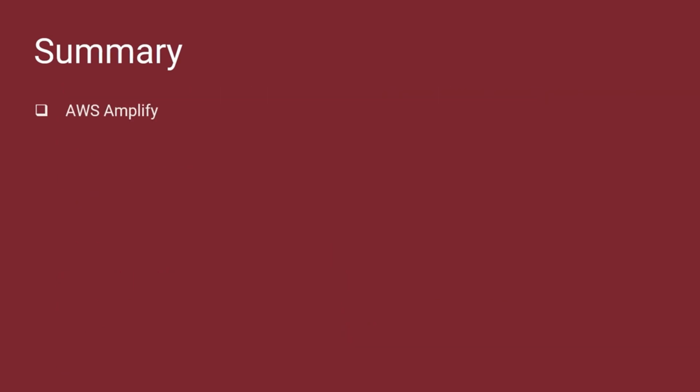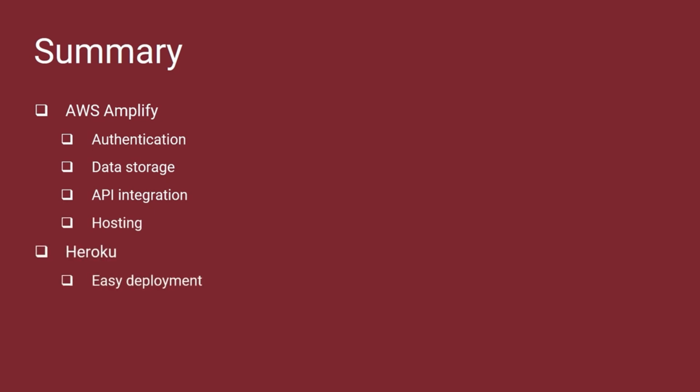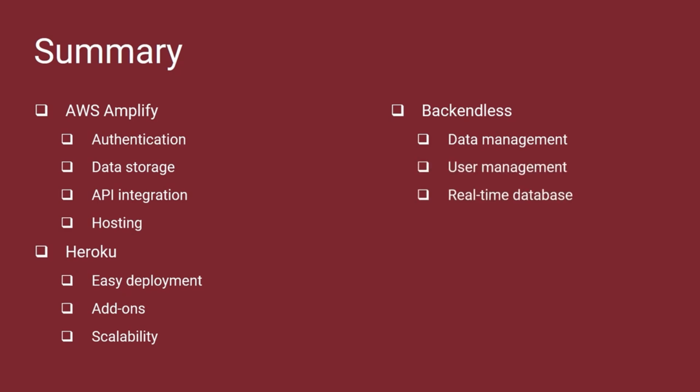AWS Amplify offers scalable app development with features such as authentication, data storage through DynamoDB, API integration via AWS AppSync, and CI/CD hosting. Heroku simplifies app deployment, supports many add-ons, such as databases and caching, and offers scalability to handle growing app demands. Backendless provides a comprehensive suite of services, including data management, user authentication, real-time database syncing, file storage, push notifications, and custom REST API creation.